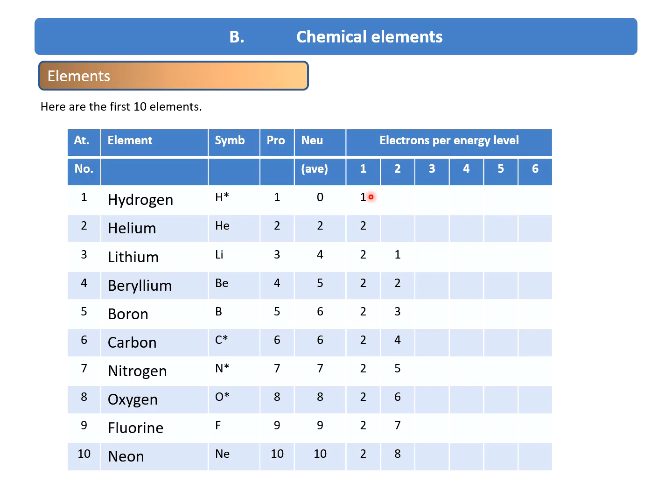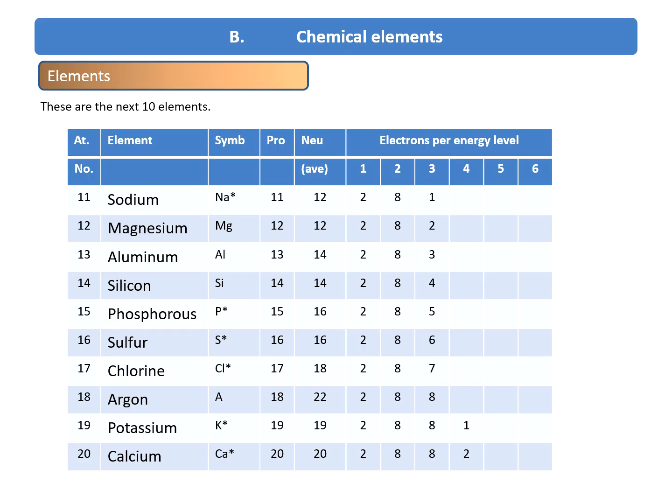Notice as we progress down the list, the energy levels fill in order. First of all, the first one fills, then the second one begins to fill, and now we progress to the next 10. The third one has begun to fill, and up to number 18, it fills, and then the fourth begins to add electrons. Here's sodium, for example, atomic number 11. 11 protons, 11 electrons.